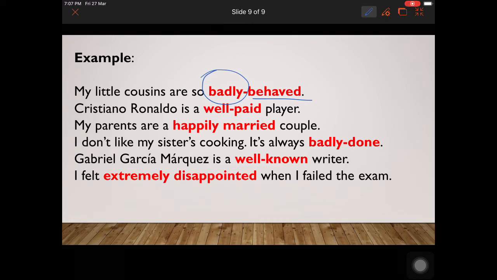When little kids are running around the house, they don't do what they are told, they just ignore what you tell them, and they do whatever they want. That's badly behaved. They are running around, leaving the toys on the floor, painting the walls, etc. That's a badly behaved person.